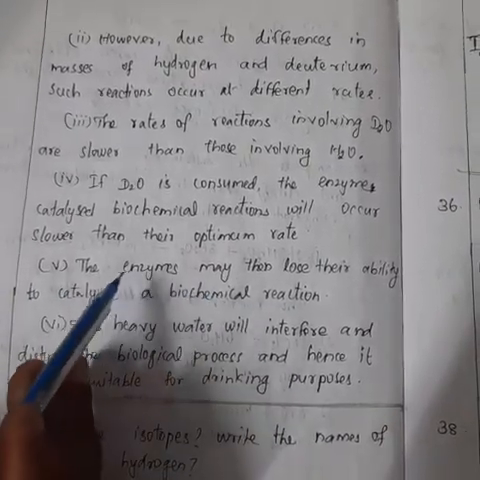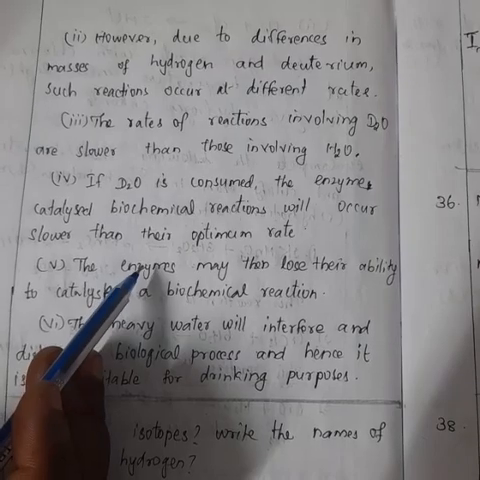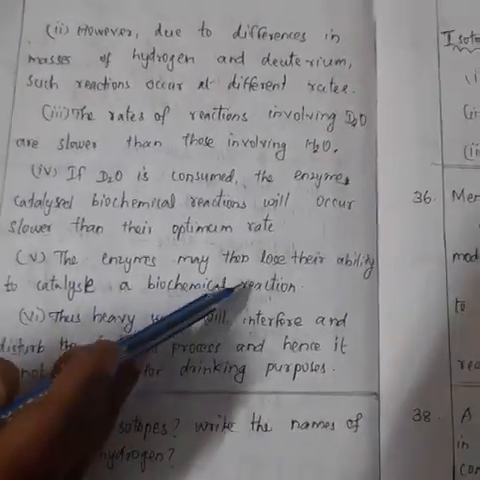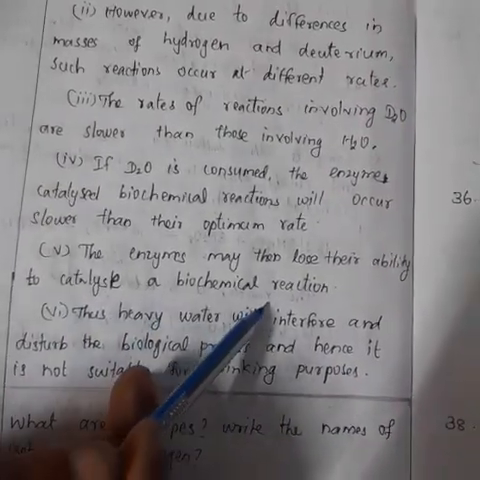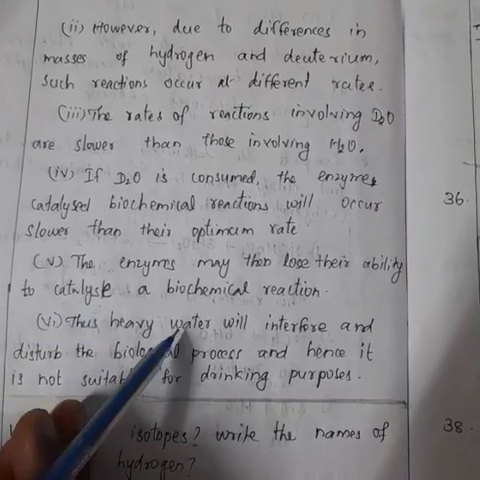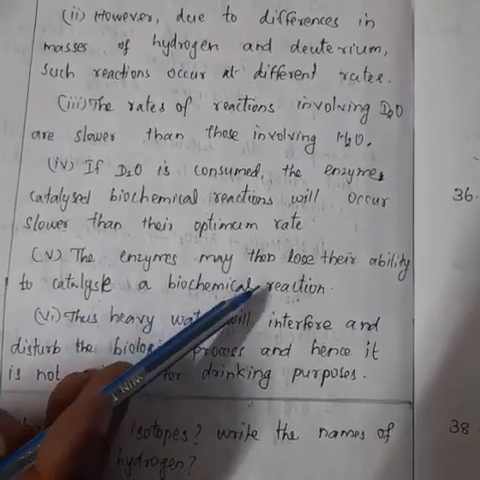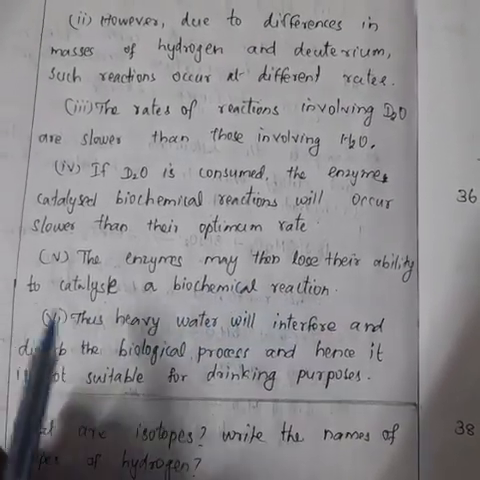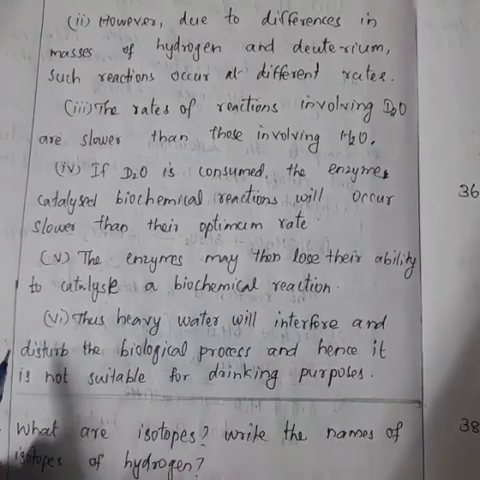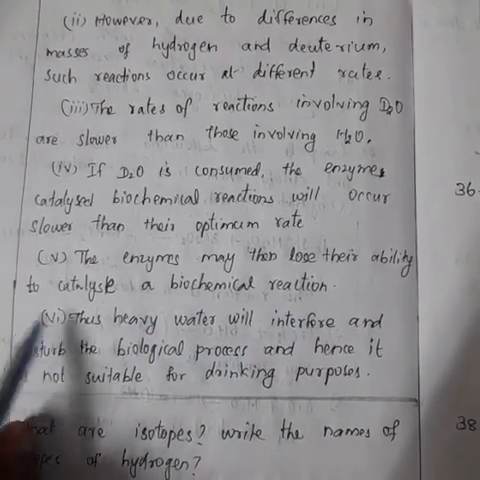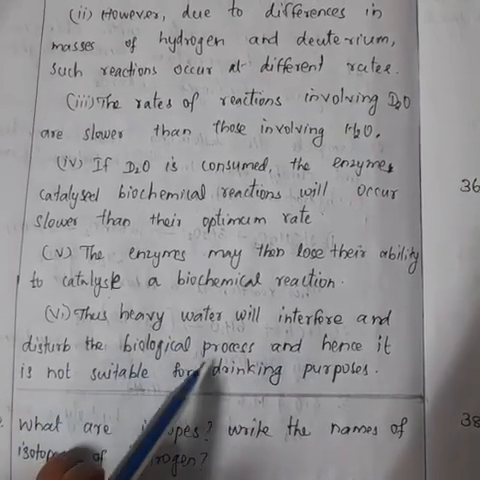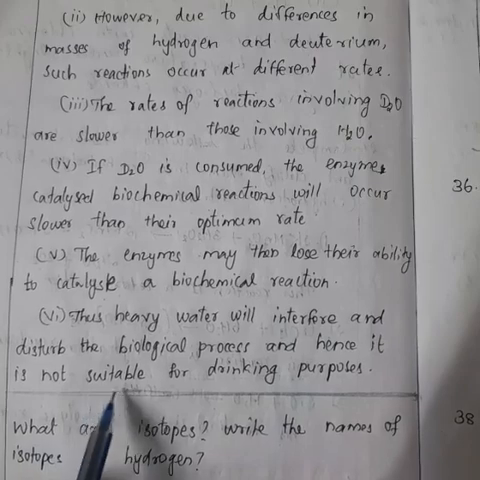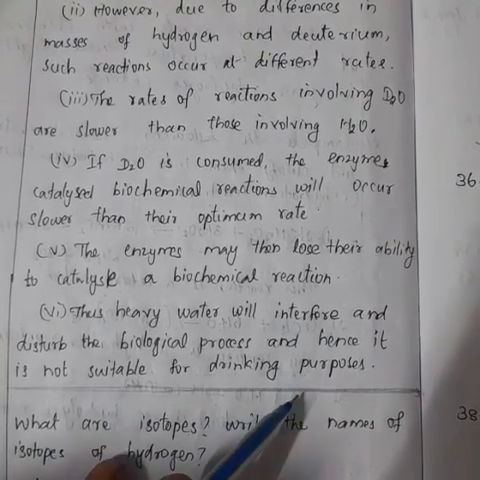D2O means heavy water, you know. The next point: the enzymes may then lose their ability to catalyze a biochemical reaction. Here the rate of the biochemical reaction is slow, so enzymes may lose their ability to catalyze it. Okay, understood? So what is the sixth point? Thus heavy water will interfere with and disturb biological processes, and hence it is not suitable for drinking purposes.